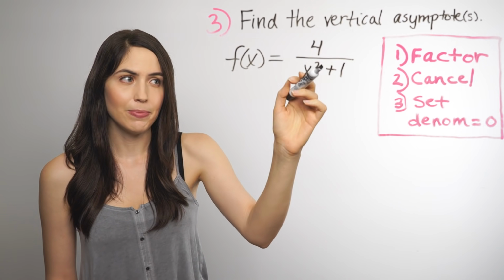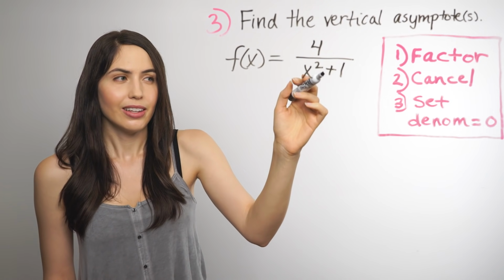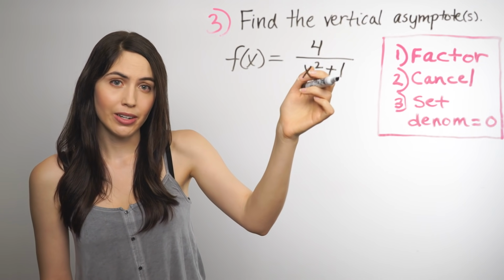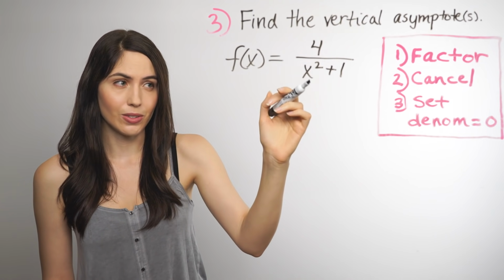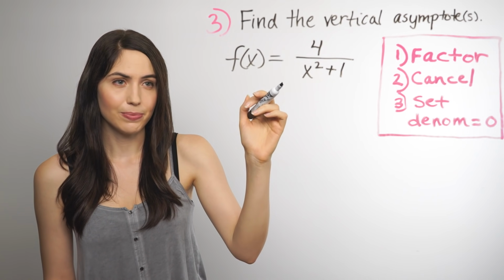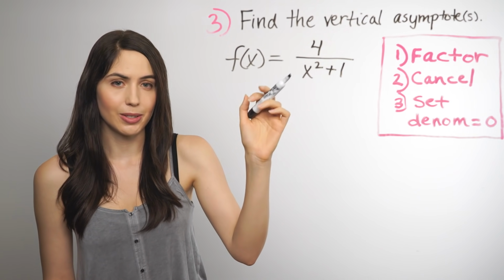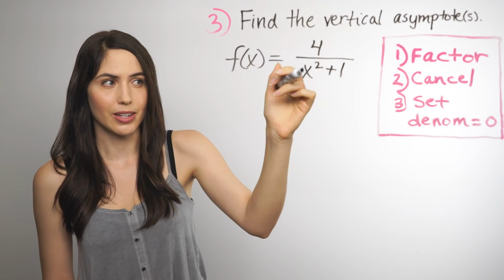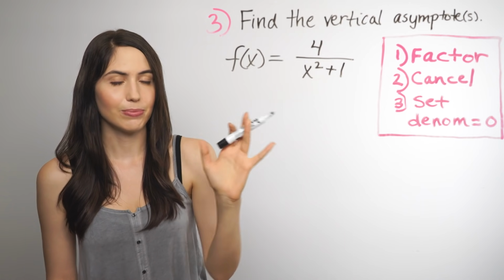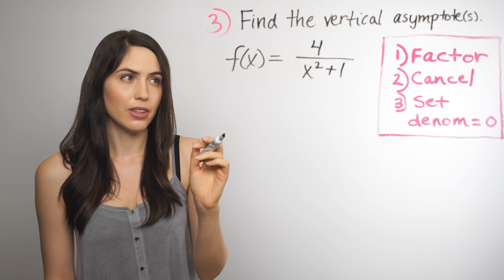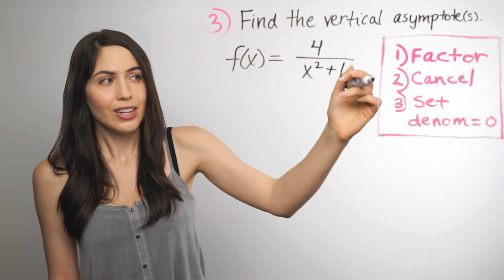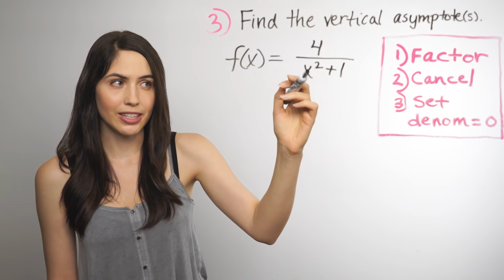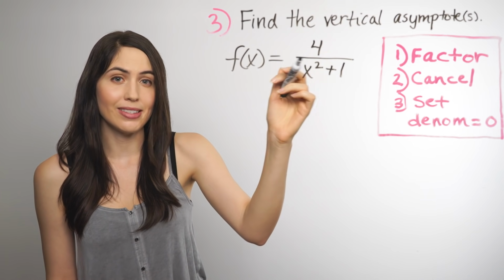Try to factor the bottom, x squared plus 1. Turns out you cannot factor that. If it had been x squared minus 1, you could use the difference of squares formula, x plus 1, x minus 1. But since this is a sum of squares, x squared plus 1, can't factor. Go ahead and try. It's not factorable. So move on. There's nothing you can cancel either. So really, if you can't factor anything, can't cancel, just take the bottom and set it equal to 0.